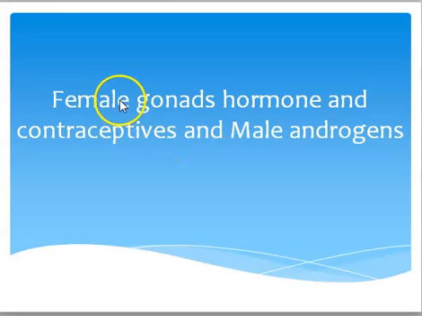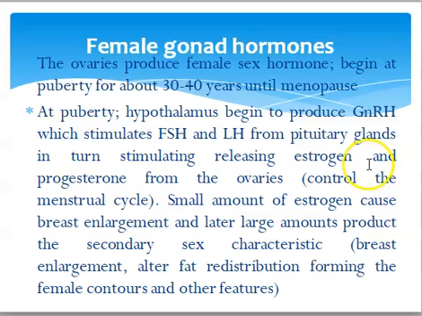Today I shall be discussing the female gonads and the male androgens, of course, plus the contraceptives or the contraception. Of course, in a short presentation. Now, we know that the ovaries in the female produce the sex hormones, and these are produced at puberty up to menopause.